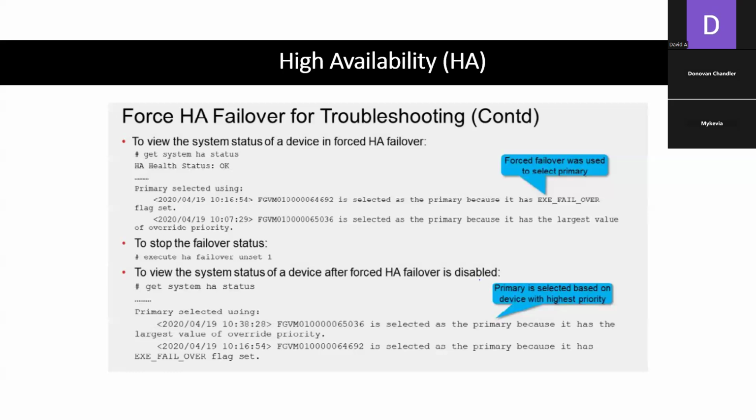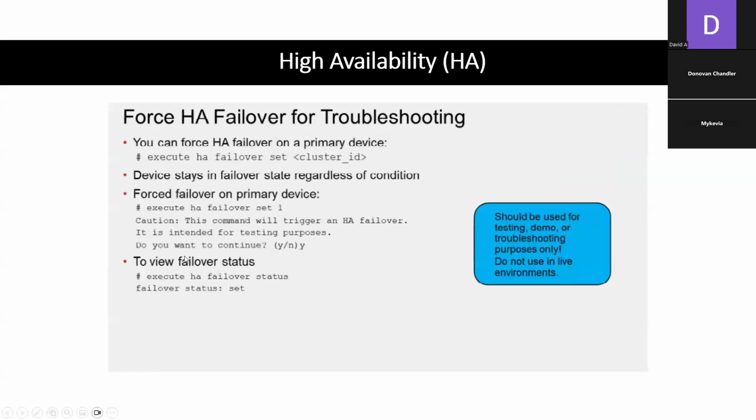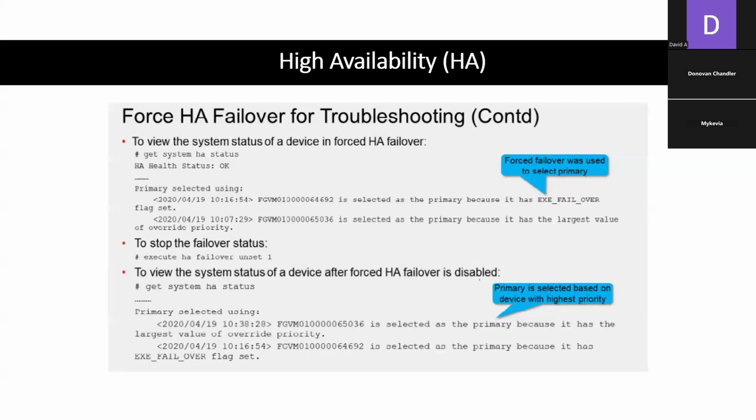Okay, let's say you fixed maybe something at layer one, or you just want to reverse the failover status. Execute HA failover unset one, right? Just to give you guys some context, we did the execute HA failover set one, so we set the failover status. So us doing unset one is bringing it back to its original state.